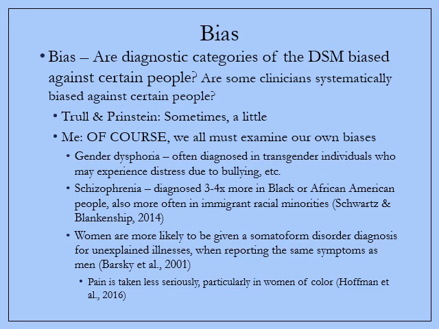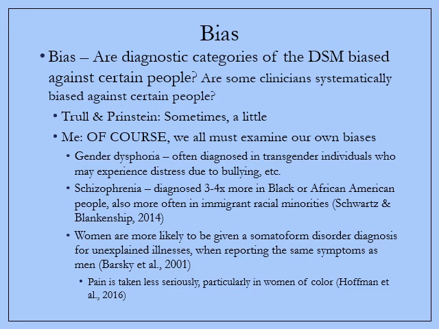So for example, I talked a bit about gender dysphoria earlier. Gender dysphoria is often diagnosed in transgender individuals who experience distress not because of their own discomfort with their gender identity, but because people are bullying them. And so there's the question of, are we calling a person disordered when really it's the society that they live in that's disordered?